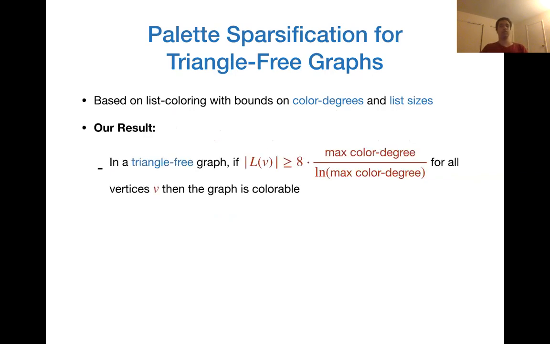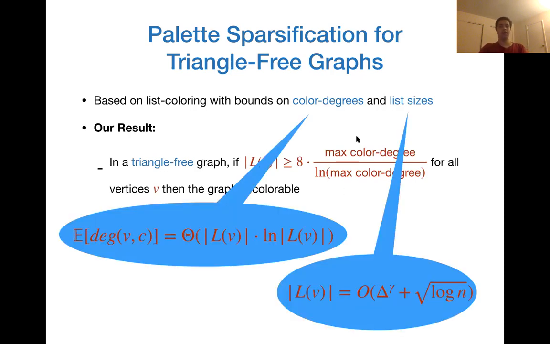And something new that we prove in this paper, we prove an extension of the Reed-Sodokov result for triangle-free graphs. Okay? Here, if the size of each list is larger than roughly max color degree divided by log of max color degree, we prove that we can still color the graph. Okay? So you see here, for triangle-free graphs, we can actually afford to work with much smaller lists compared to the color degree and still color the graph. And then it's an easy calculation to see that the lists of palette sparsification exactly satisfy these guarantees, okay? And we can apply the result.